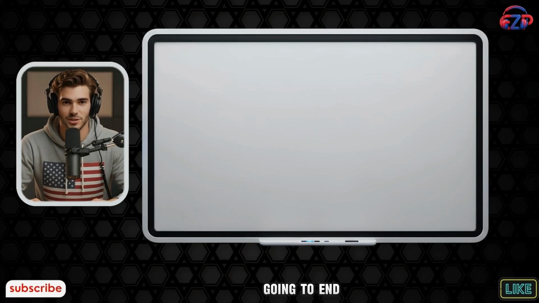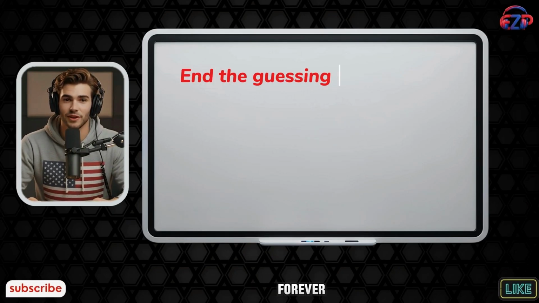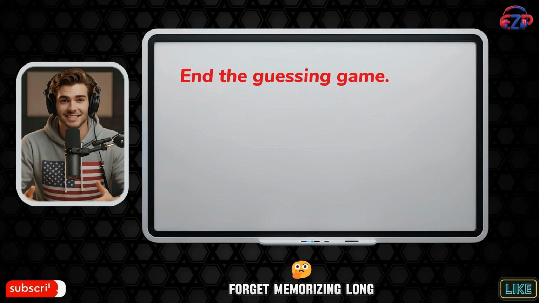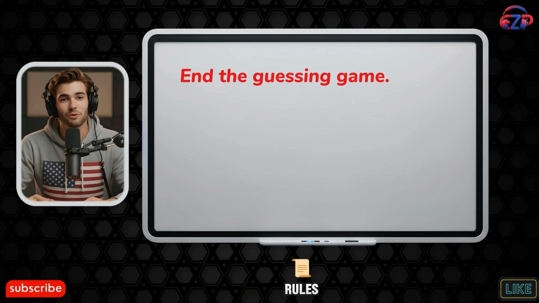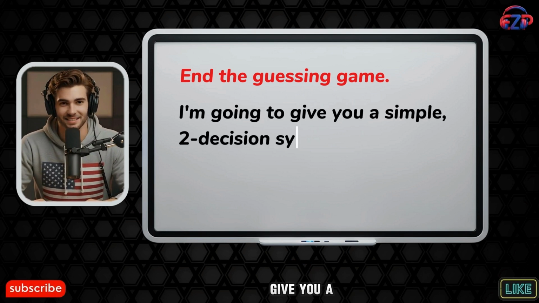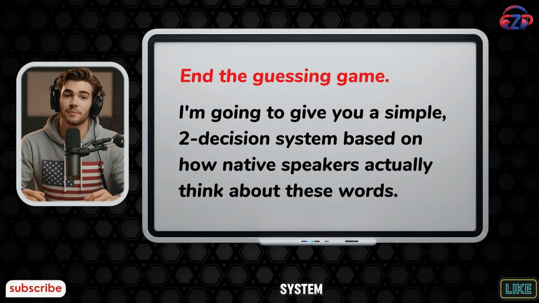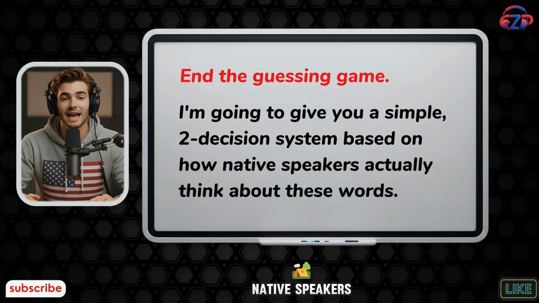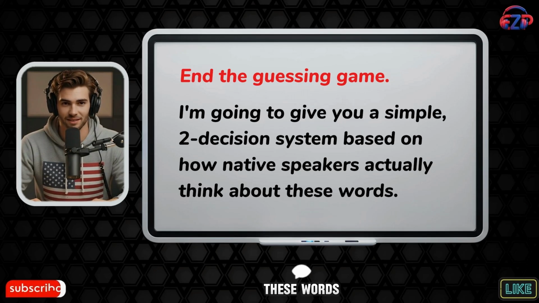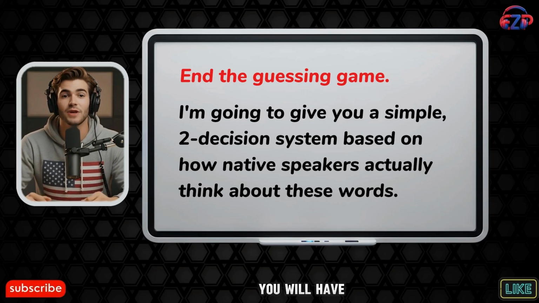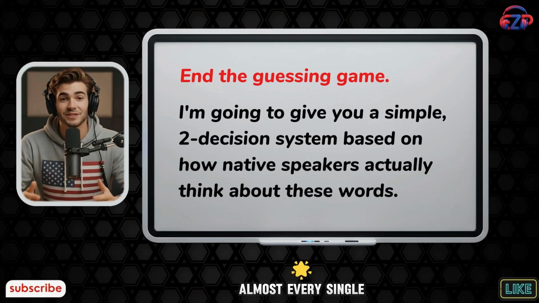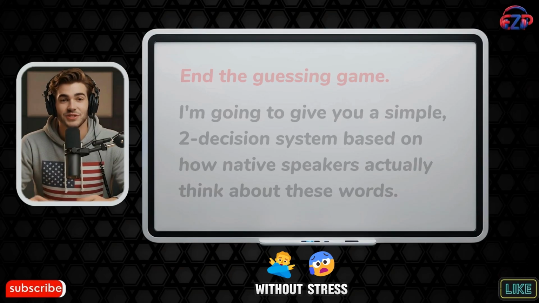Today, we are going to end the guessing game forever. Forget memorizing long lists of complicated rules. I'm going to give you a simple 2-decision system based on how native speakers actually think about these words. By the end of this lesson, you will have a clear mental map to choose the right article almost every single time, naturally and without stress.